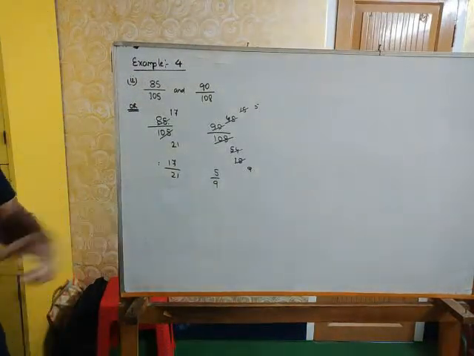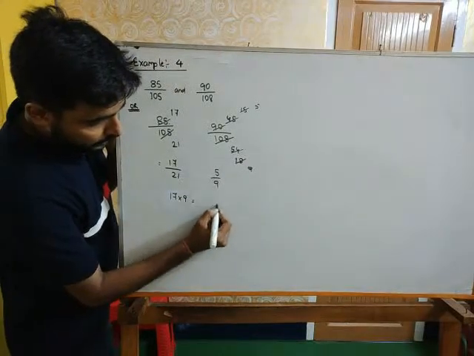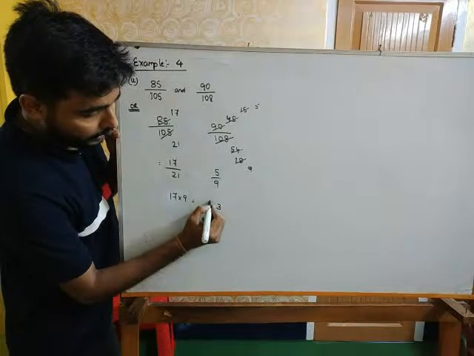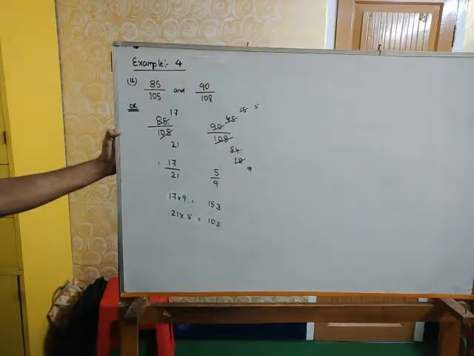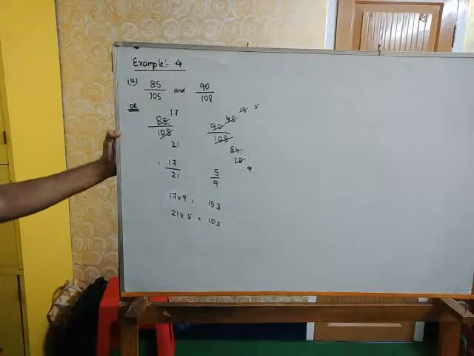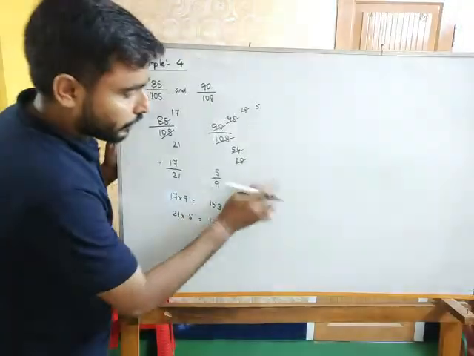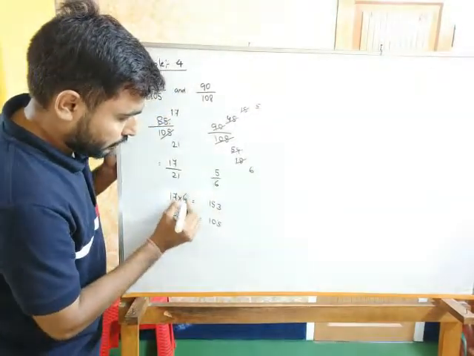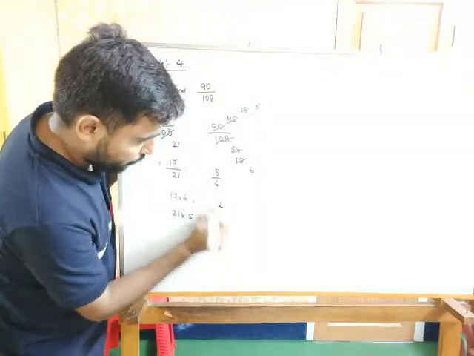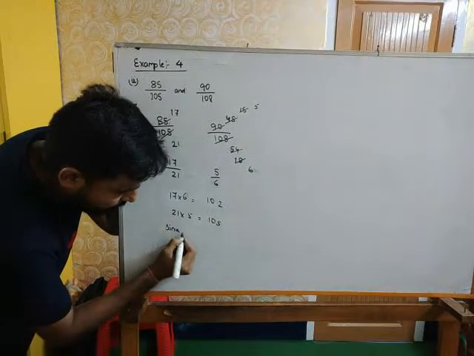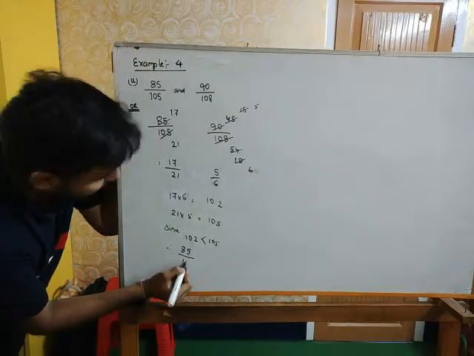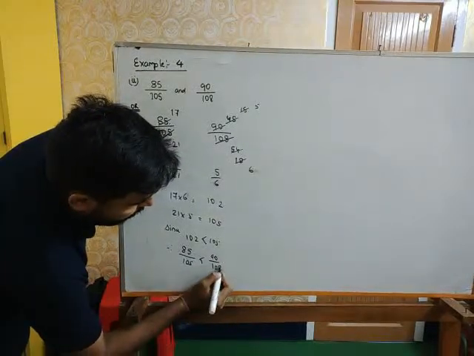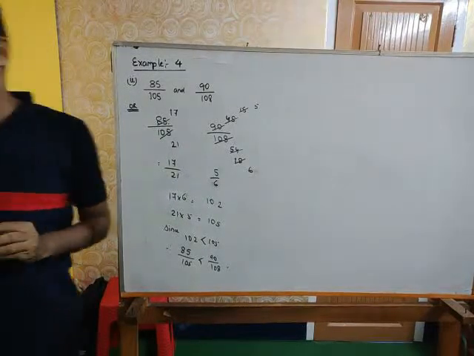Now the calculation will be a little smaller. Multiplication, how will you do it? 17 into 9, 7 9 times 63, carry 6, 9 into 1 is 9, 9 and 6 is 15. 21 into 5 is 105. Carry 4, 102 it will be. So since 102 is less than 105, therefore I can write 85 by 105 is less than 90 by 108. Here the calculation will be a little smaller.